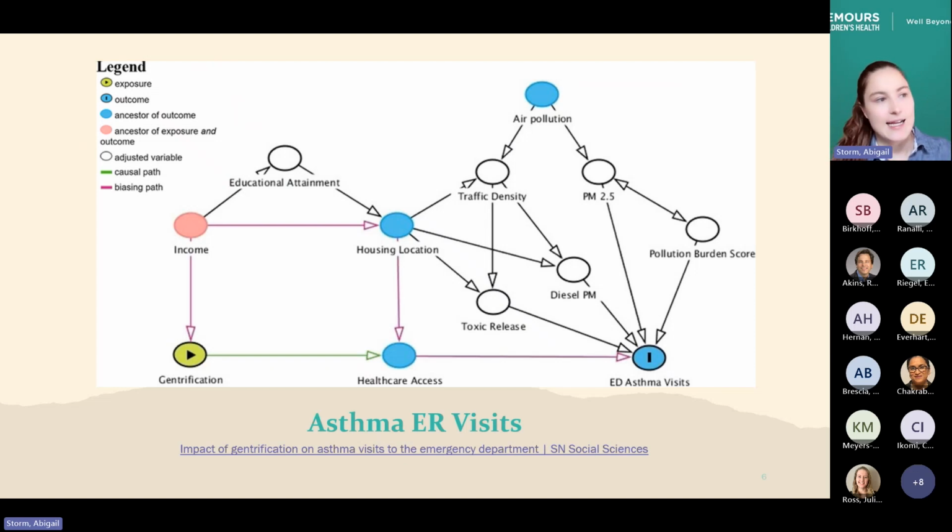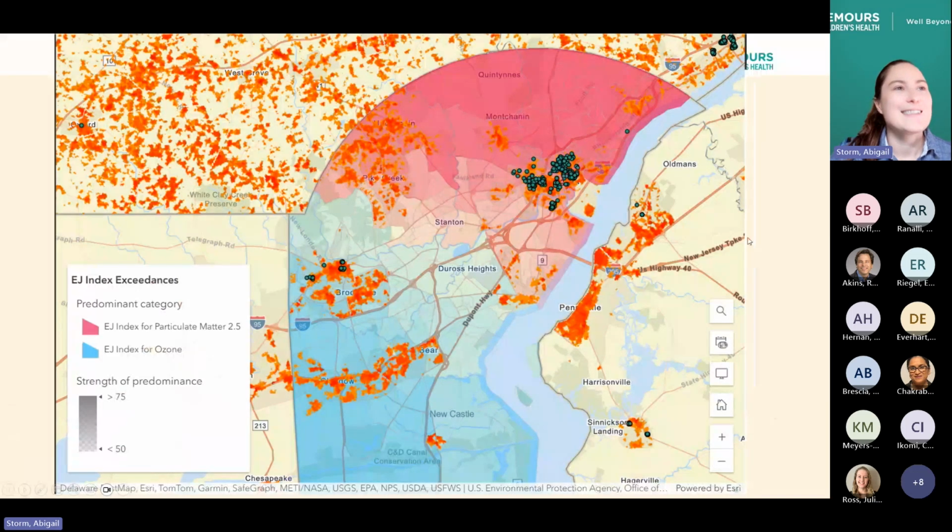So again, nothing happens in a vacuum. This is a DAG. And essentially what you'll be able to see here is there are environmental factors that lead to ED asthma visits. So there is healthcare access, but there's also air pollution, traffic density, are they near a toxic release location and things like that, as well as your typical social factors such as income and educational attainment. So this is my example that I think will be helpful in illustrating this modifiable area unit factor.